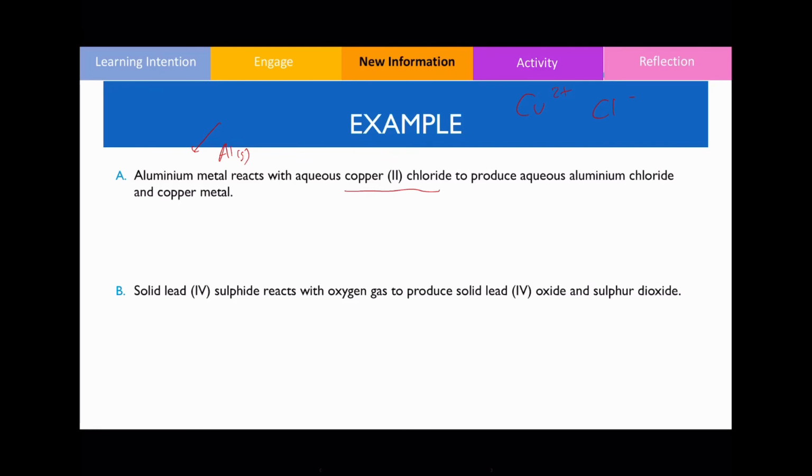So remember, do the crisscross method. So therefore, it's going to be CuCl2. And because it's aqueous, you have to write (aq) here. Aluminium chloride is going to be AlCl3, if you guys remember, and that's going to be (aq). And copper metal is just going to be Cu, solid, okay? So therefore, this is pretty much what your unbalanced chemical equation is going to be.